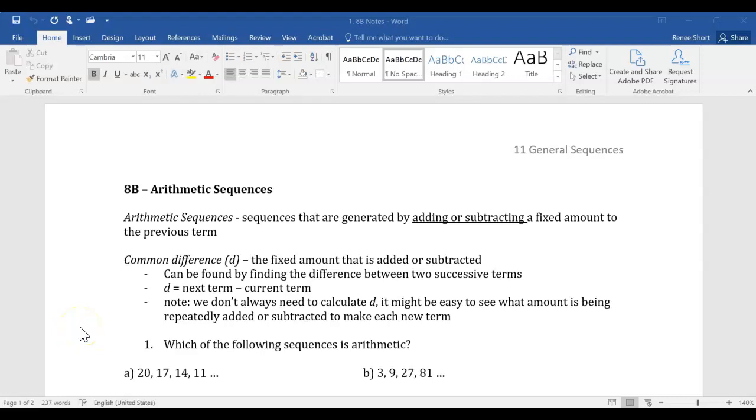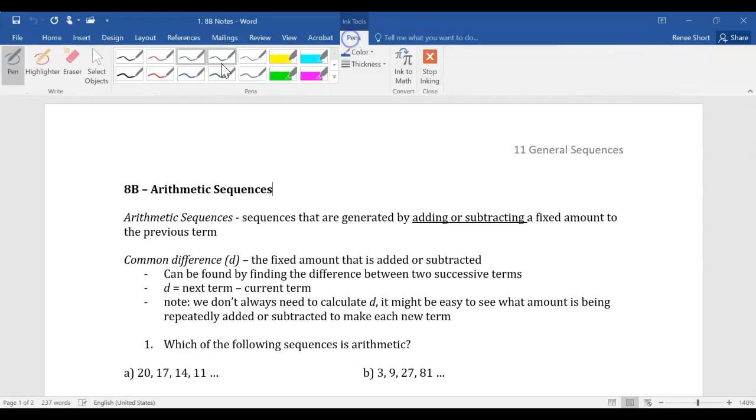So this video is going to look at 8b, which is on arithmetic sequences. Now, arithmetic sequences are sequences that are generated by adding or subtracting a fixed amount to the previous term. So each time we're getting the next number, we're adding 5 or subtracting 2, for example.